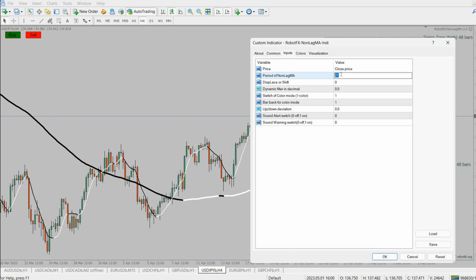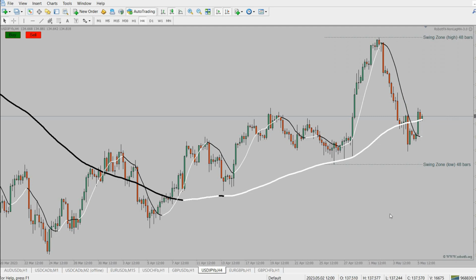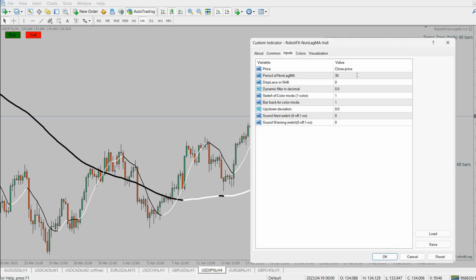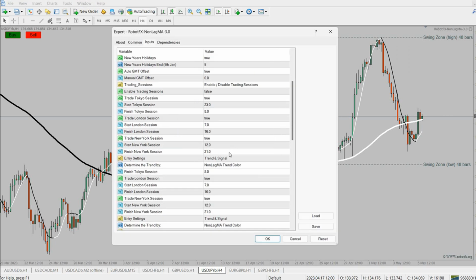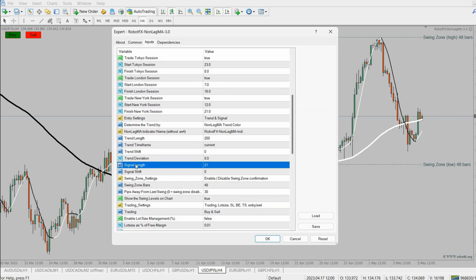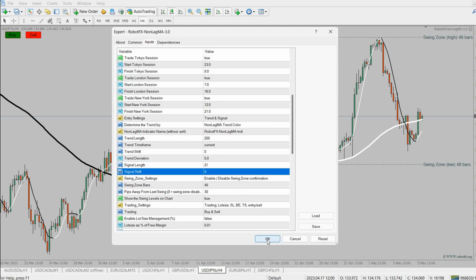You can also increase the period even more. And then the NonLagMA indicator will change the color even less. It will be even more loose. However, I was happy with 21 for this chart. So I will enter 21 in the signal settings under the signal length. Again, I don't use the shift. And this is it. This is how the expert advisor works using this indicator.